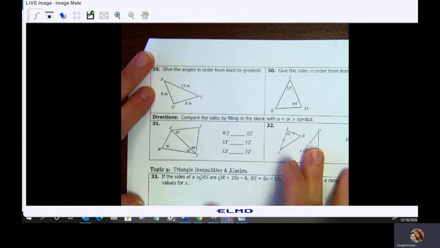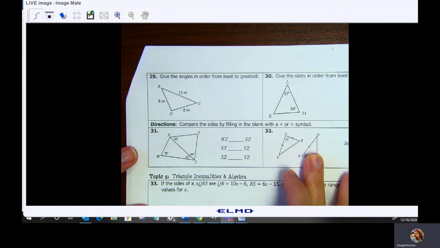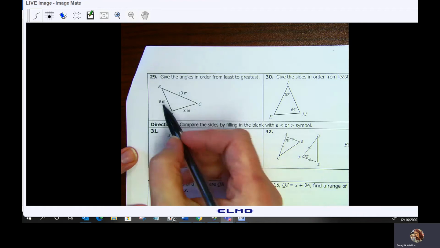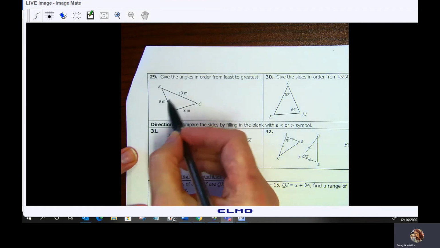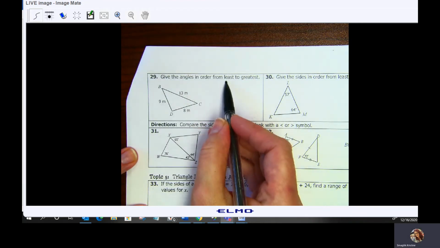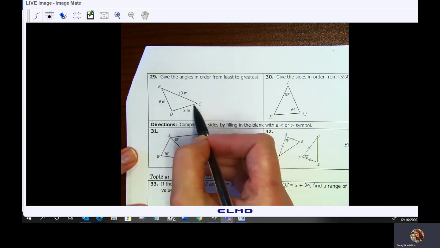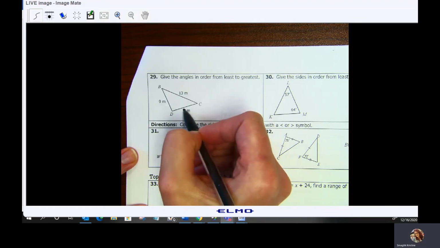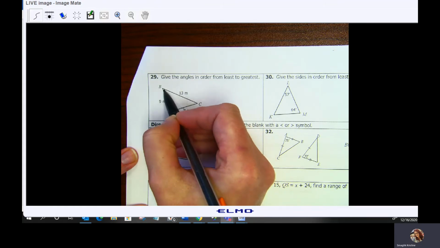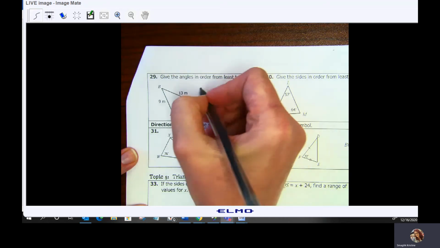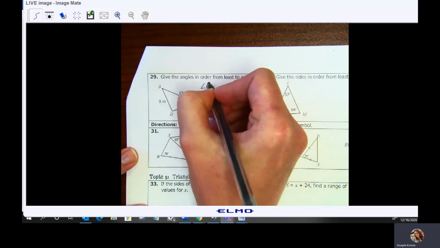Two more. We're going to do 29 and 30. Give the angles in order from least to greatest. If we look at our sides, going least to greatest, the side that is the shortest is 8 meters, which means the angle opposite it would also have to be the smallest. So I'm going to start out with angle B.